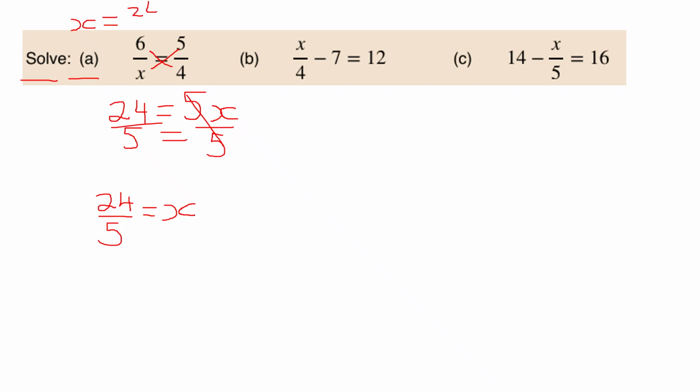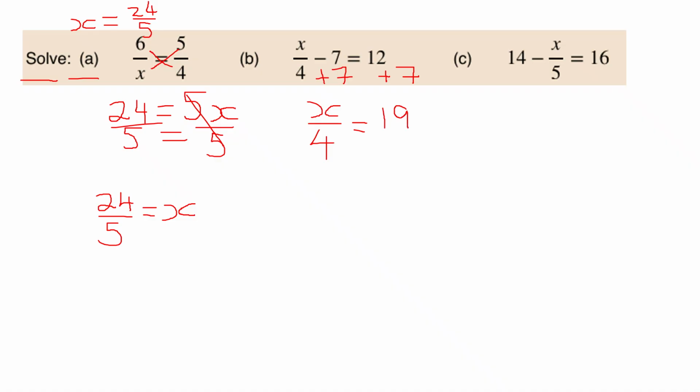Okay, part B, we've got x over 4 minus 7 equals 12. Again, I've got two options here to tackle this. I'm going to start by adding 7 to both sides to balance each side. So I have x over 4, or x quarters, or x divided by 4, is equal to 19. So 12 add 7 is 19.